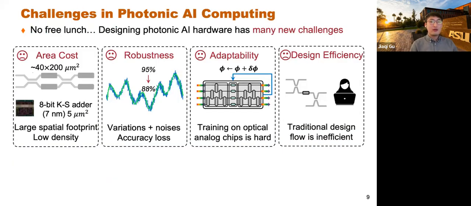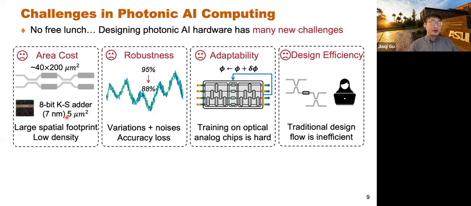All those advantages do not come for free. There is no free lunch. Designing these emerging photonic AI hardware has a lot of new challenges. The first one is large area cost. Optical circuits are very large, especially because optical devices are very bulky. Here is the size of a single MZI: 40 times 200 square microns. Compared to a 7 nanometer digital adder synthesized using Cadence tools, whose area is only 5 square microns, you can see the order of magnitude difference in area.